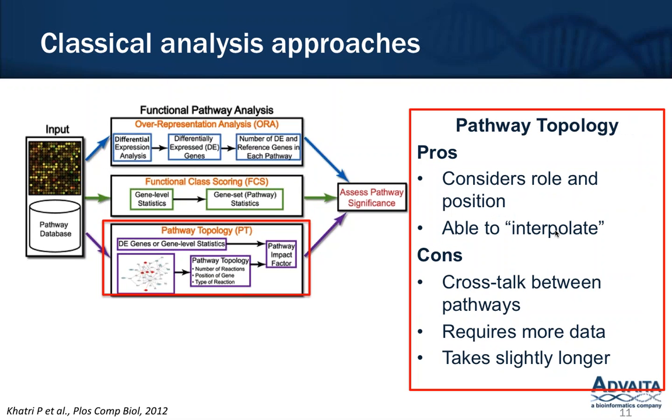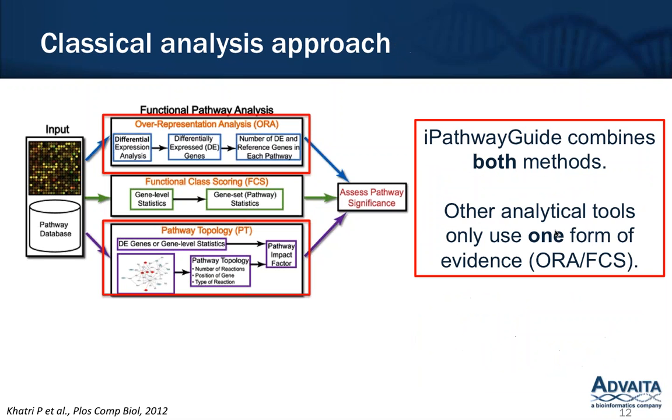Then a method was proposed for taking the topology of a pathway into account, looking at the interactions between the genes and considering the role and position of each gene, and that seemed to be that next generation. Well, what we've done is we've combined both the overrepresentation analysis as well as the pathway topology analysis. These are orthogonal measures, so we can compare these together and basically look at 2 forms of evidence in order to assess the relevant impact of each pathway.